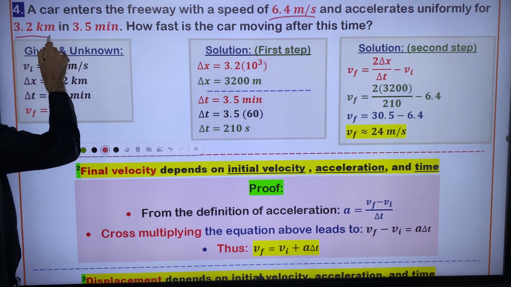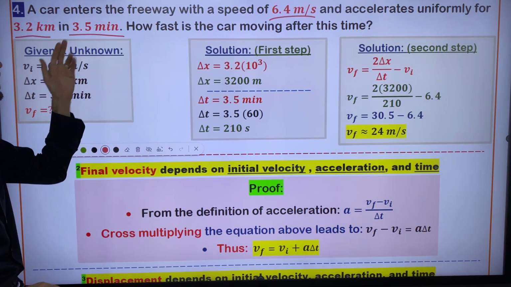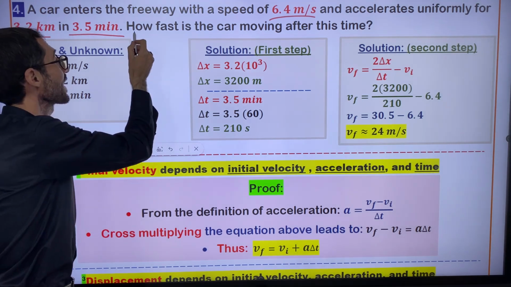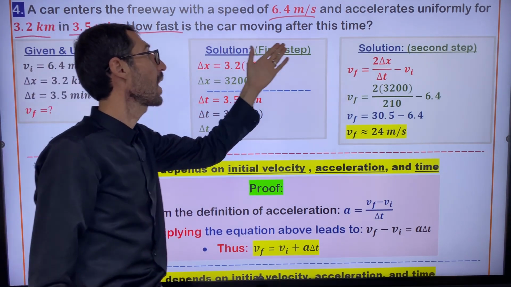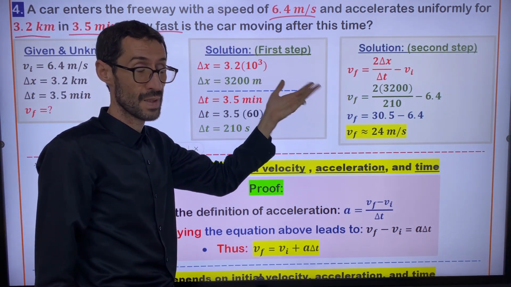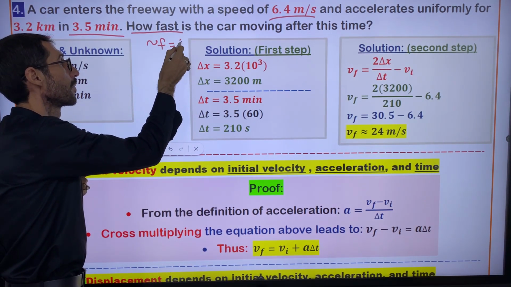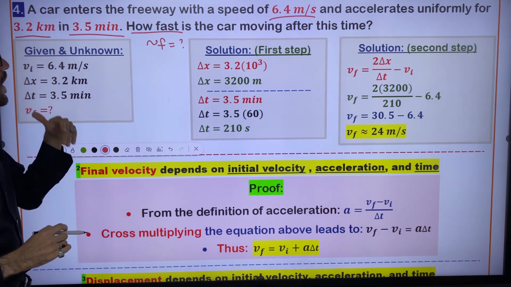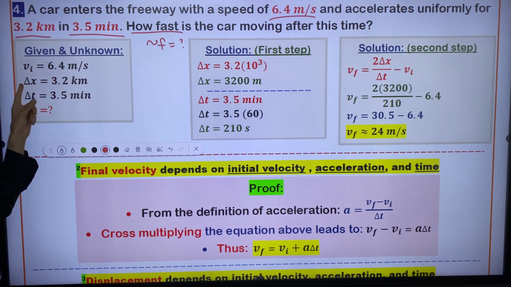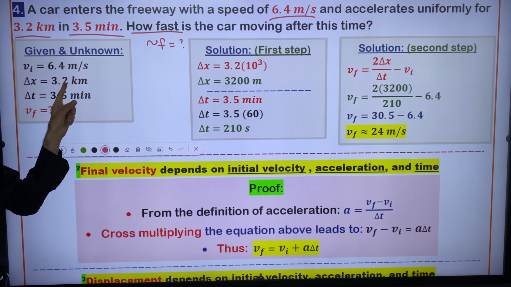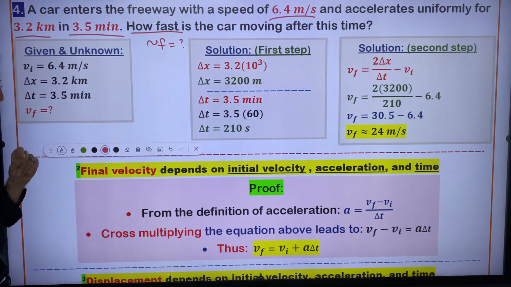Right, 3.2 kilometers is actually displaced during 3.5 minutes. The question says, how fast is the car moving after this time? So we look for V final, because the initial velocity is given, 6.4 meters per second. Delta x is equal to 3.2 kilometers, delta t is 3.5 minutes, and Vf is unknown.